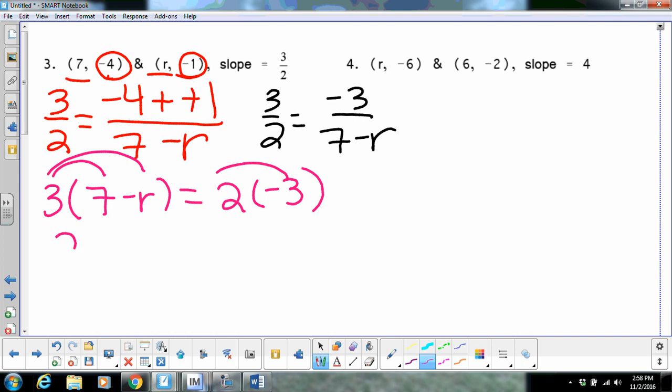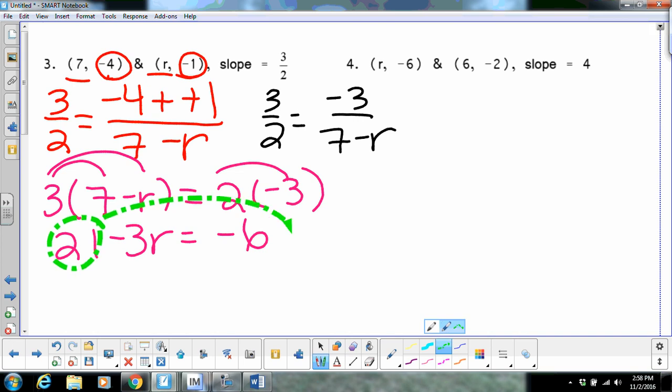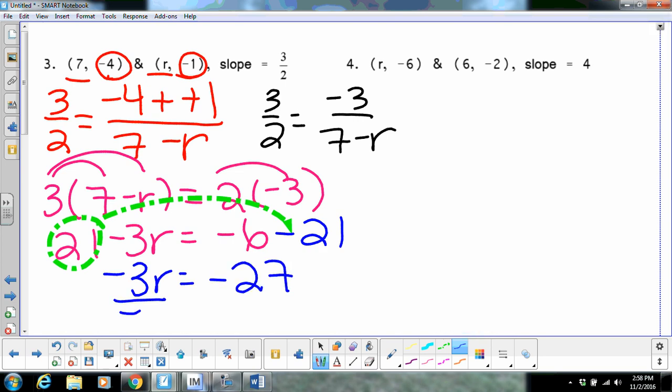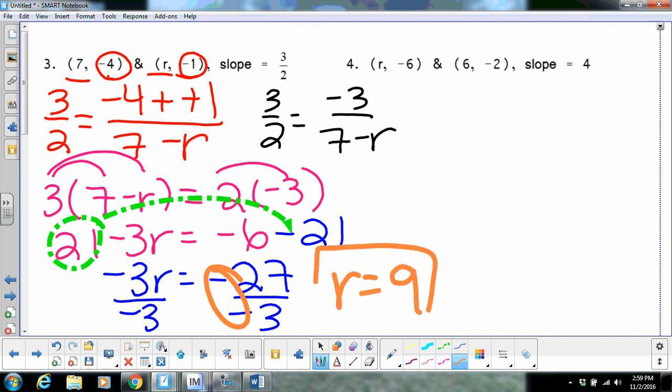Use our distributive property to give me 21 minus 3r equals -6. Our next step here then is going to be to move our 21 over. It's going to become -21. So now I have -3r equals -27. And our last step is to divide by our -3. Okay, a lot of y'all are forgetting right here. These two negatives are going to turn into a positive. So our answer is r equals 9.